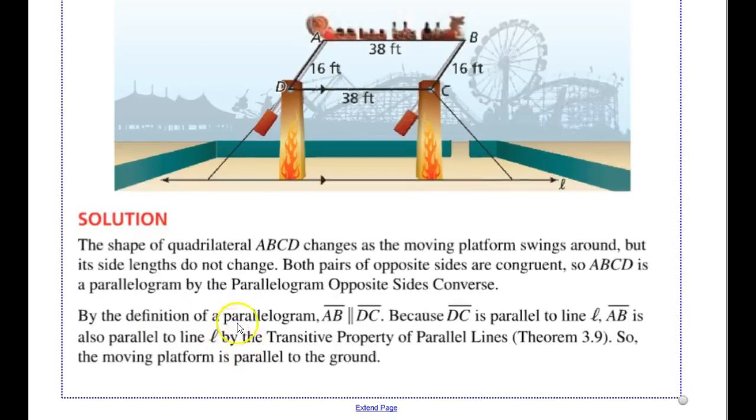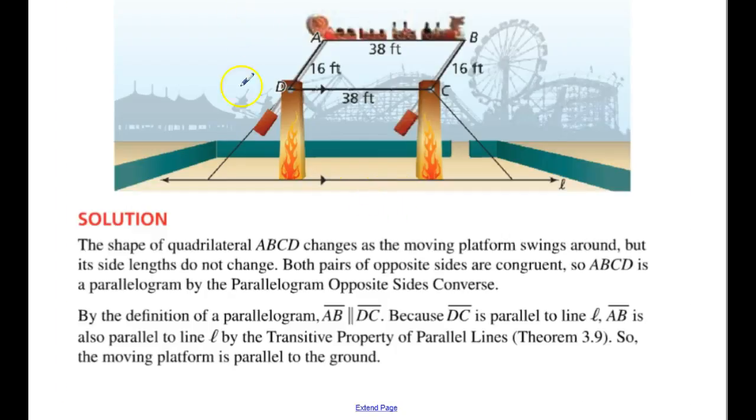So I also know that this is parallel because DC, right, is parallel to line L, which was the ground. So AB is also going to be parallel to the ground. So this is the transitive property, right? So if I know that AB and DC are always parallel to each other, and I know that DC is parallel to line L, then I know that AB will also be parallel to line L.